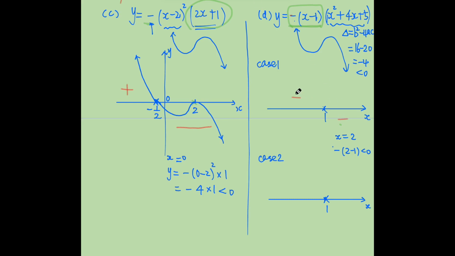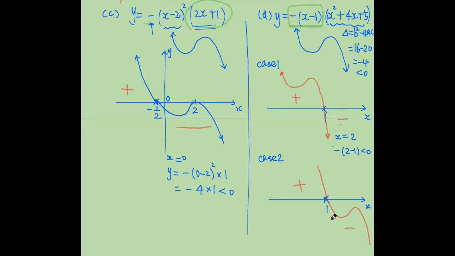To the left, it is positive. Then the graph can be like this. Here it goes up and then comes down and crosses the x-axis at x equals 1. But it's possible that the graph is like this. It cuts the x-axis at x equals 1, and then it goes down, and at some point it goes up, and at some point it goes down as well.